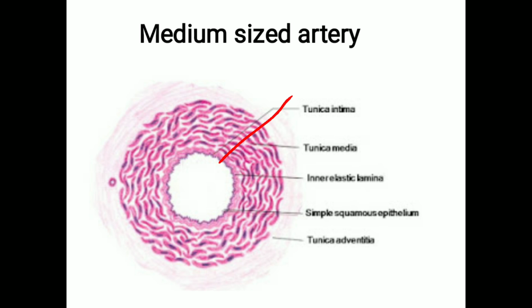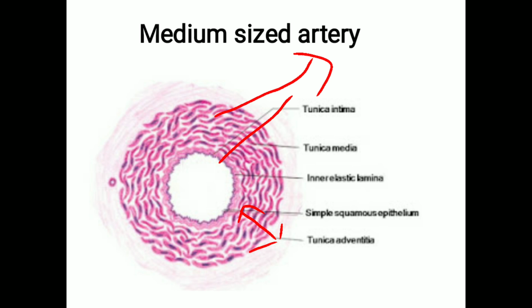So which layer is thick in the artery? The layer which is thick in the artery is the tunica media layer. The tunica media layer is very thick in the artery. How do you differentiate the medium size artery from the large size artery? In the medium size artery, you can see very prominent smooth muscle fibers. So write: more smooth muscle fibers and fewer elastic fibers.